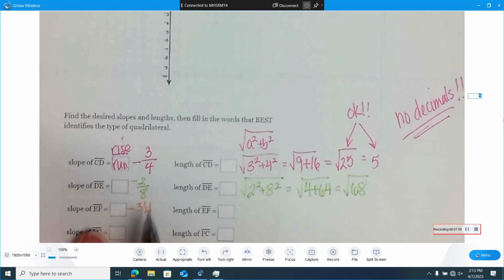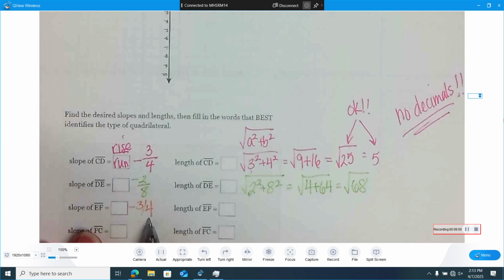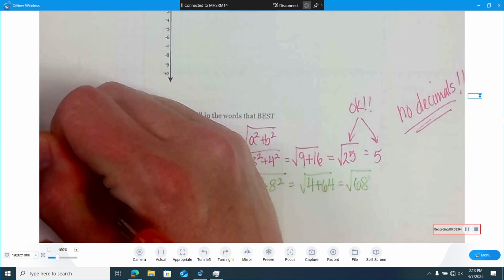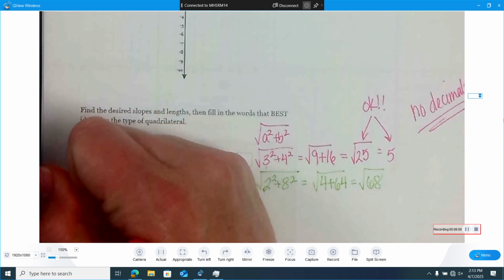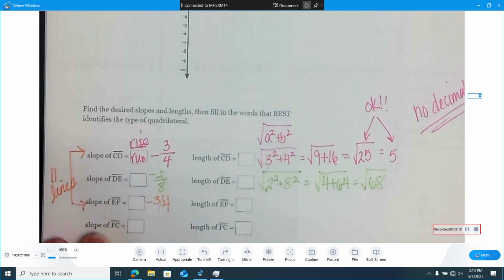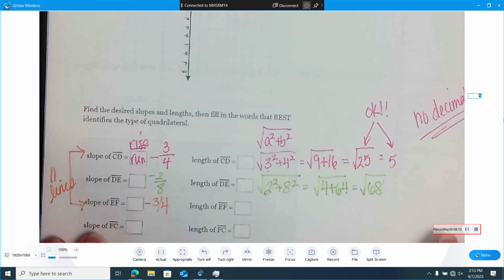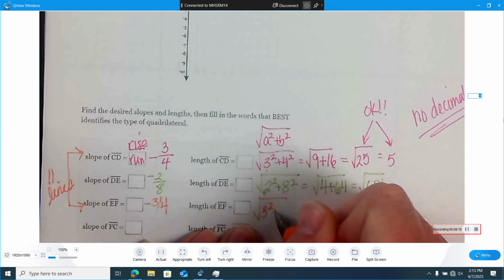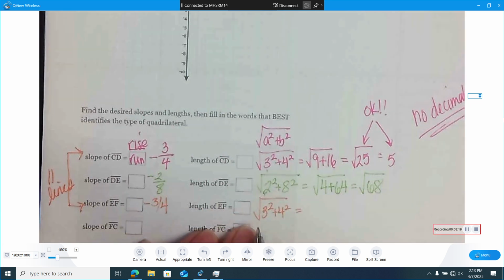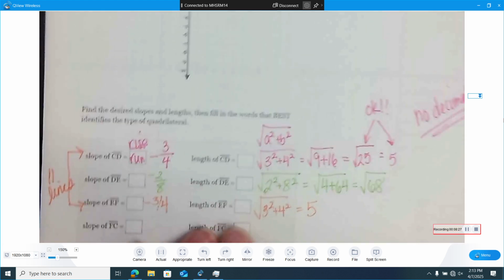Hey, look at that. What do you notice about that negative 3/4? It's the same as above, yeah. And if they have the same slopes, what does that mean? Yeah, they have parallel lines there. Very good. So just as a good reminder there, parallel lines have the same slopes. And then if I want to figure out the length, it's going to be 3 squared plus 4 squared. Wait a minute. I've seen that before. What's that going to be? 5. Yeah, we already did that. I don't need to do it again.